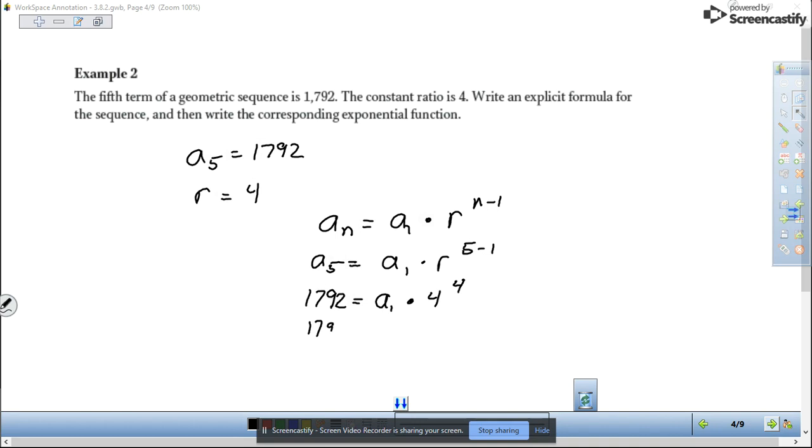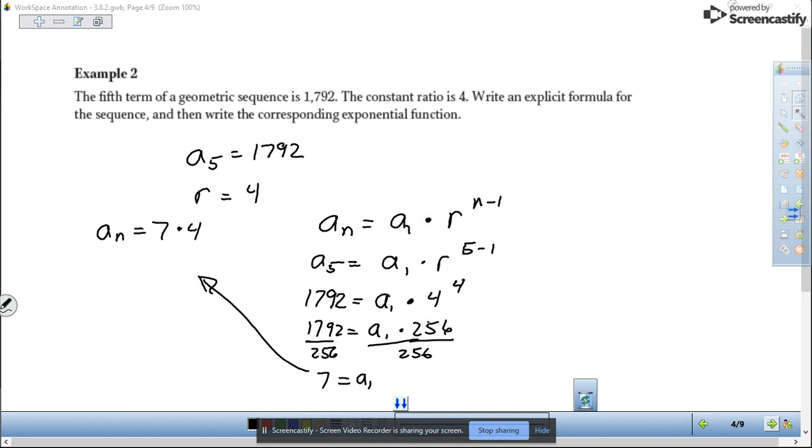So 1792 equals A1 times 256. And then divide by 256 on both sides. So that would be 1792 divided by 256, which is 7. So 7 equals A1. So now I know that my formula is A sub n, and I'm bringing this over here, is A1, which is 7, times 4 to the n minus 1 power. Okay? You can put parentheses around the n minus 1, exponent, whatever you want to do.